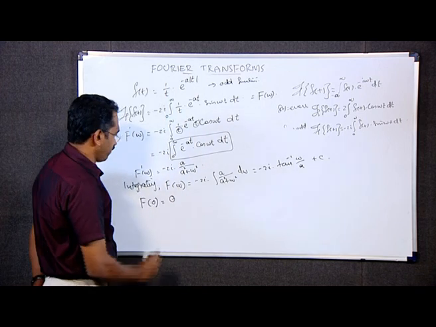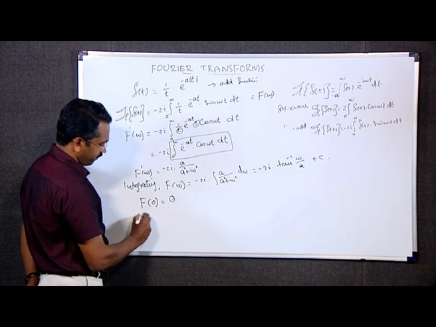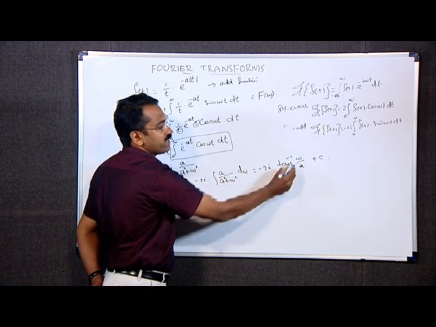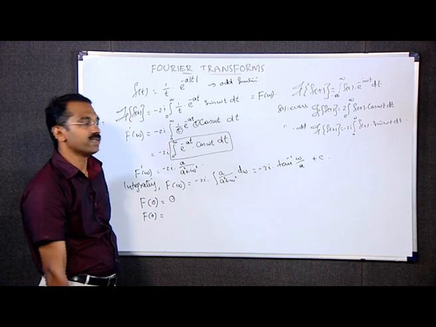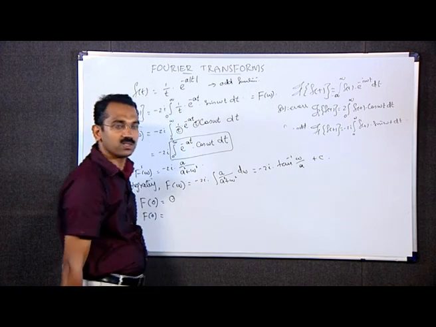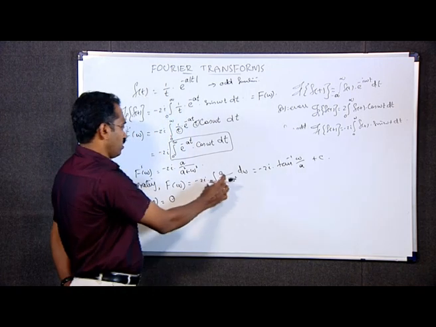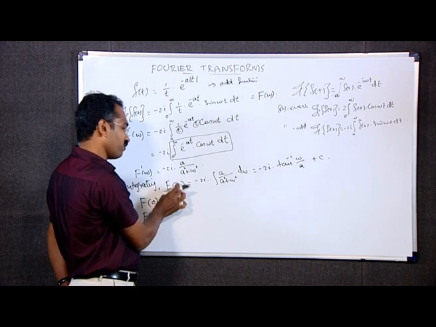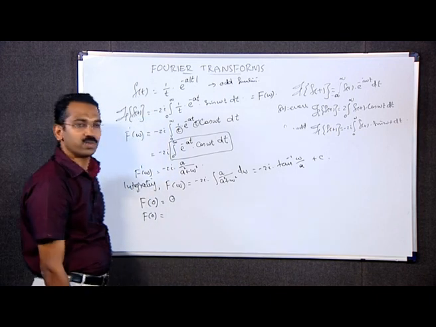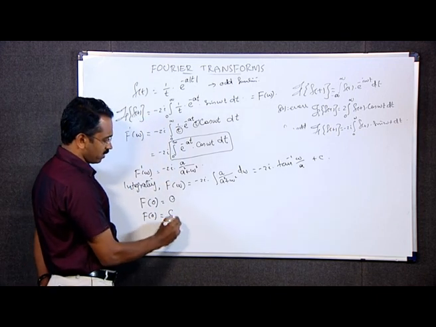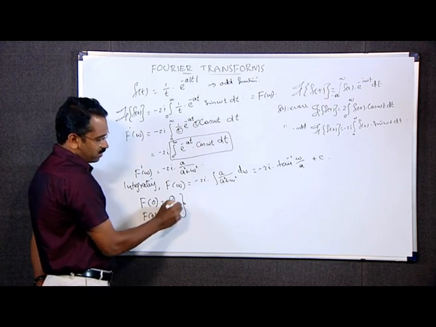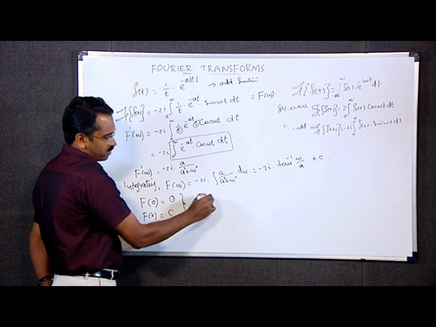From here, we get f of 0 equal to minus 2i into tan inverse 0 by a. Tan inverse 0 by a means tan inverse 0, and tan inverse 0 is 0. Therefore, we get f of 0 equal to minus 2i into 0 plus c, which means f of 0 equal to c. From these two, we can write c equal to 0.